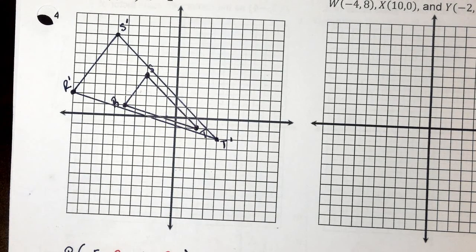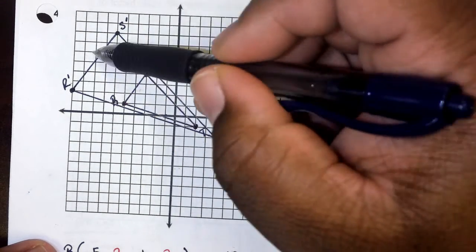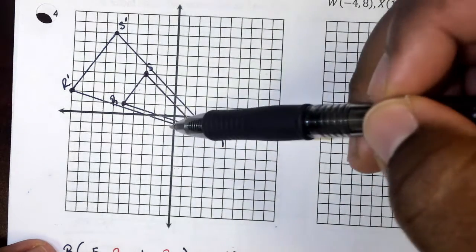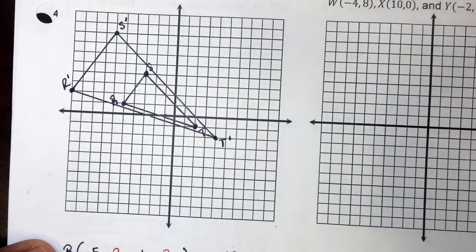So this is my image after dilation with a scale factor of 2. Things that I will say that I want you to know. So these figures, they're similar. So the shape didn't change, only the size did. Since they're similar, when you're doing dilation, the corresponding sides will be parallel to each other. So like ST and S prime T prime, these two sides are parallel. RS and R prime S prime are parallel to each other as well, and then RT and R prime T prime are parallel as well too.